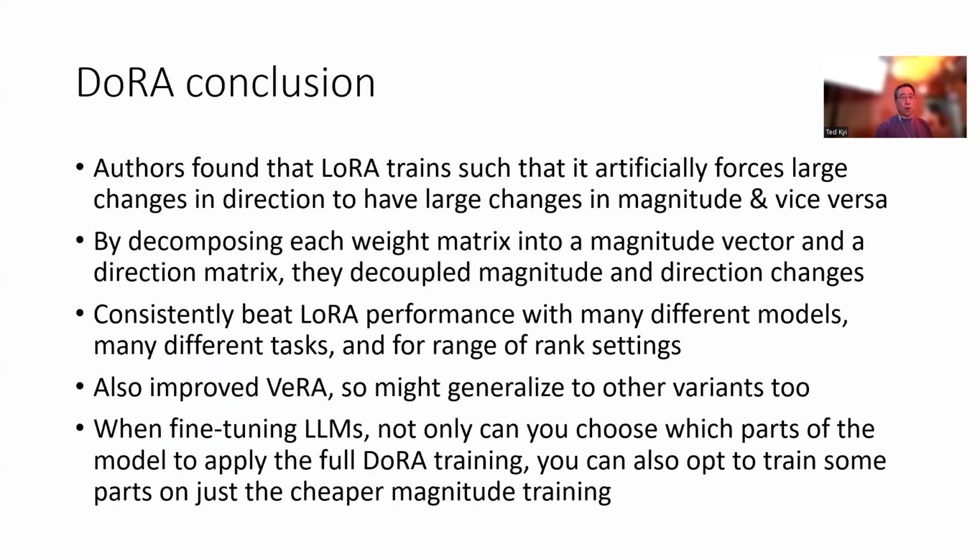All right. So in conclusion, the authors found that LoRA has this pathology that large changes in direction have to be accompanied by large changes in magnitude. For whatever reason, it doesn't seem to be able to learn without doing that. It's theoretically possible, but it just doesn't happen. So they do this decomposition thing. They consistently beat LoRA. They try different models, different tasks, different rank settings.